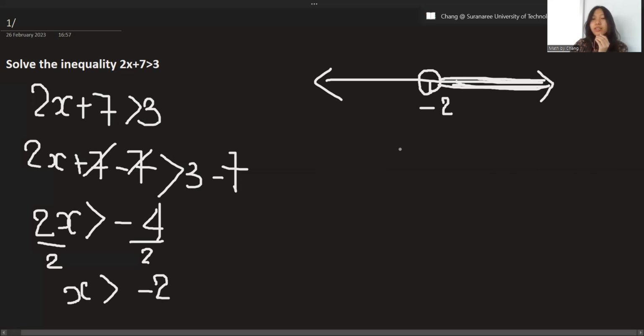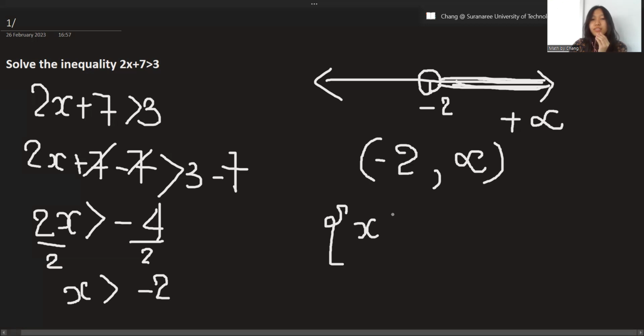So how about notation? Okay, so notation will be minus 2. We use the round bracket because the value of minus 2 is not included. Comma, we define all the values greater than x as plus infinity. Plus infinity is all the values greater than minus 2. So infinity and round brackets. How about set description? The set of x such that x greater than minus 2. So here is the set description, notation, and this is the graph.